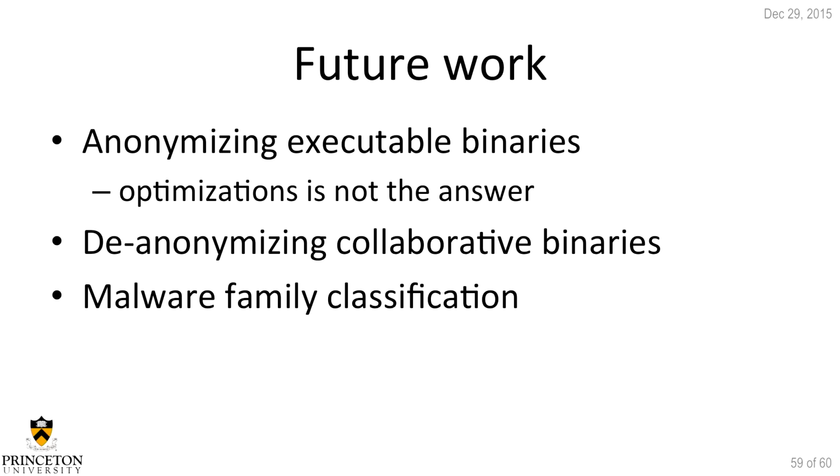For future work, again, we would like to look at anonymizing executable binaries, because here we are showing you a problem. There's a privacy problem here. We are able to de-anonymize programmers with very high accuracies in a very simple machine learning setting, and we can do this on a large scale. And for executable binaries, we show that optimizations are not the solution to anonymization.